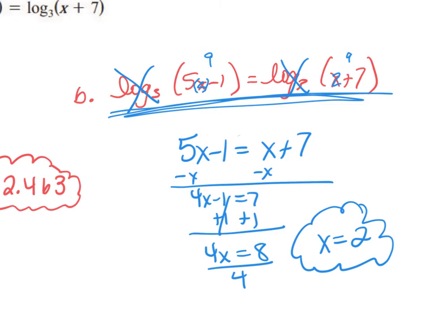Question: do we jump into a question where one side only has one log, or both sides have ln? Is there an example of that? Yeah, I'm not done yet.